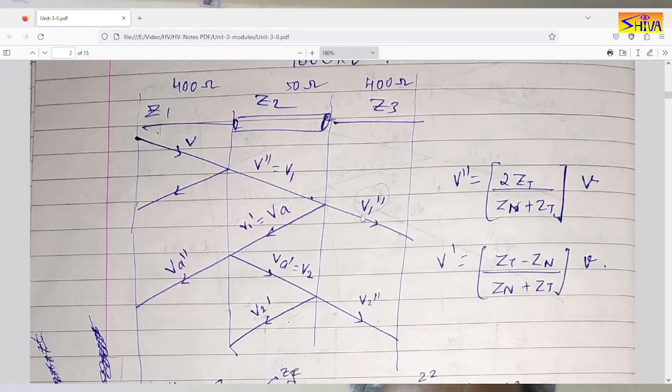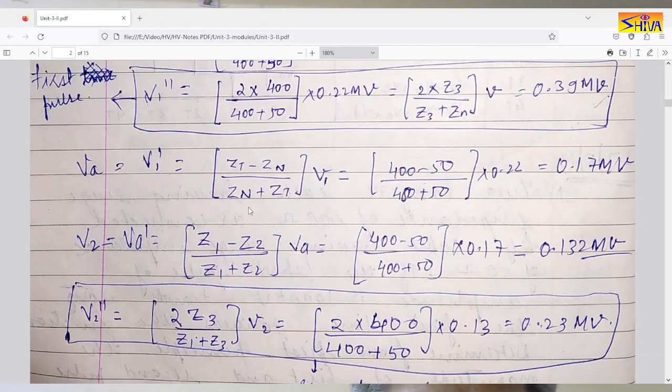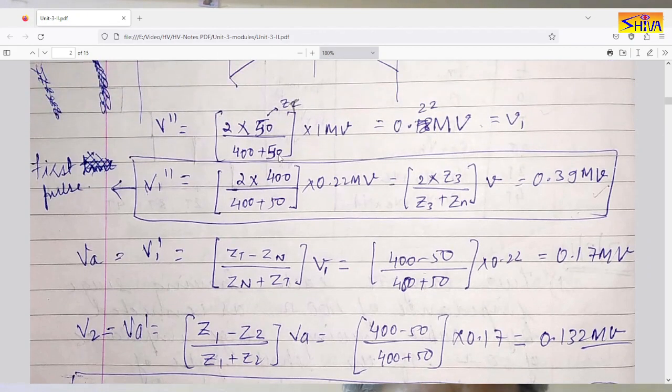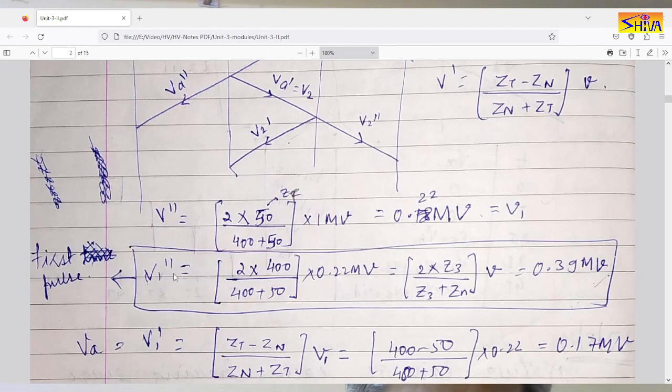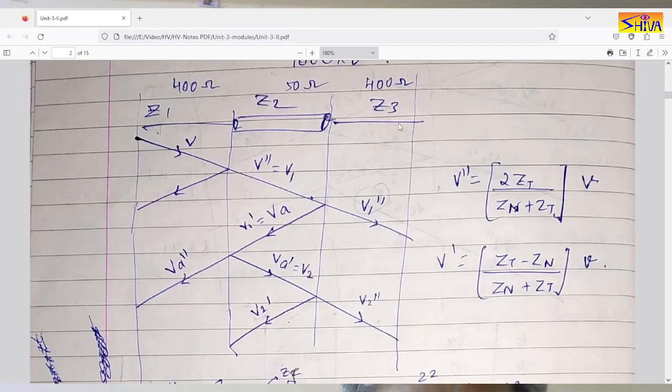Now V1 double dash. V1 double dash will be the transmitted wave, so it will be 2 times Zt divided by Zn plus Zt. Here Zt will be Z3 and Zn will be equal to Z2. So it is 2 multiplied by 400 divided by 400 plus 50 multiplied by the incoming voltage wave, that is 0.22 megavolt. So it is 0.39 megavolt. That is the first pulse entering the second line, that is having impedance Z3.